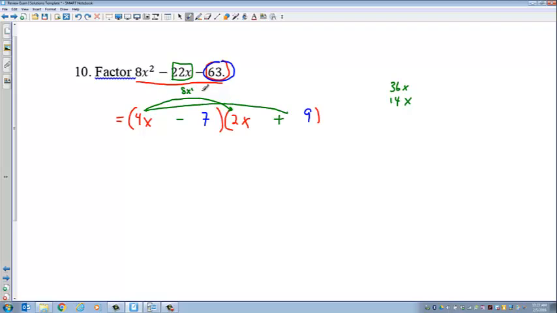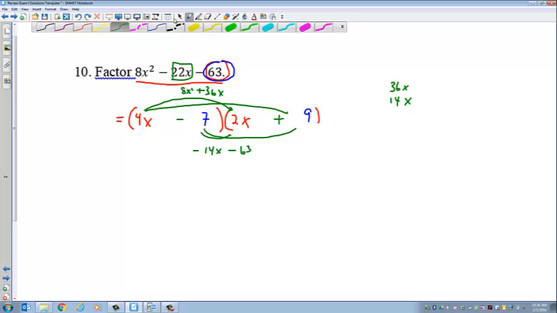And then you take 4x times this and you get plus 36x. Oops, good thing I'm checking my work because I already see I made a mistake. But let's keep checking. So then minus 14x and then plus or minus a 63. Negative 7 times 9 is negative 63. Now I know I made a mistake here because I need to get negative 22, not positive 22. So good thing I checked my work, because that's going to flip these signs.